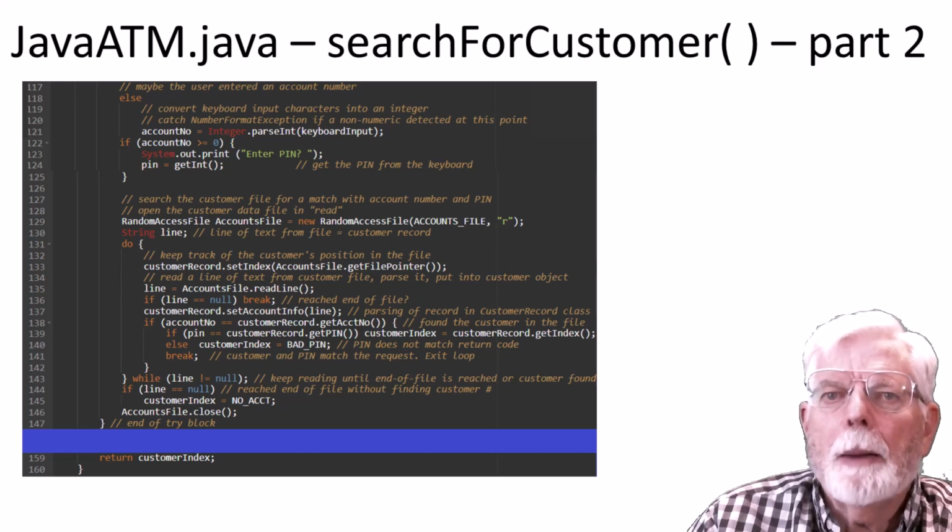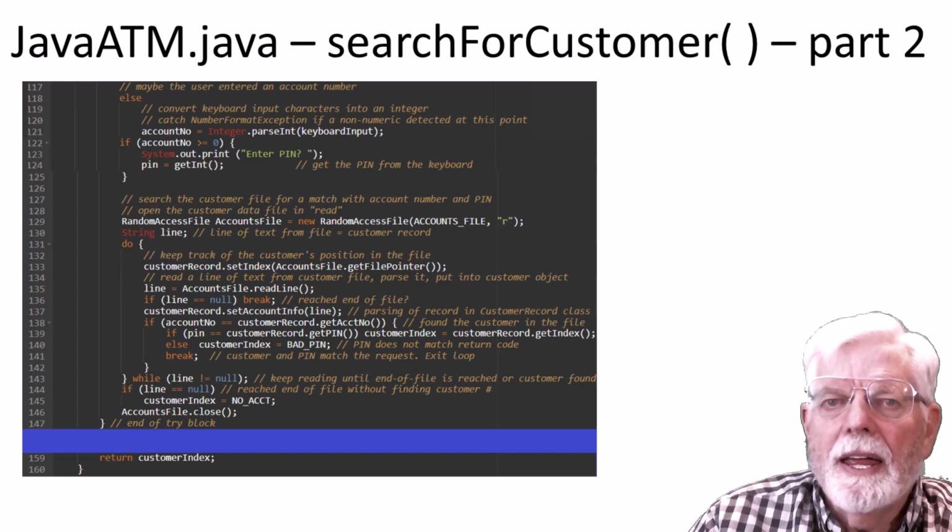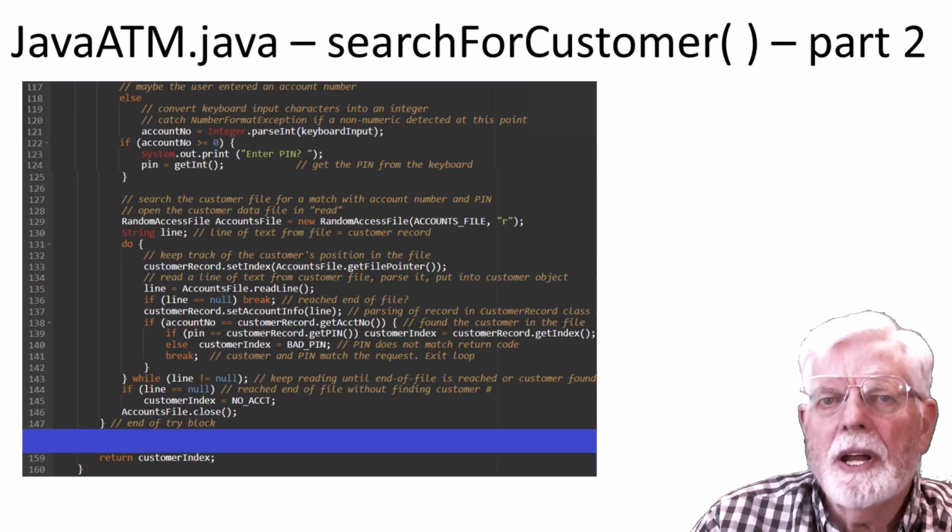The Integer.parseInt() method receives a keyboard input as a string data type and then converts it into a binary integer. Since the account number is entered at the keyboard as a string of characters, the parseInt() method is used to convert it into an integer.